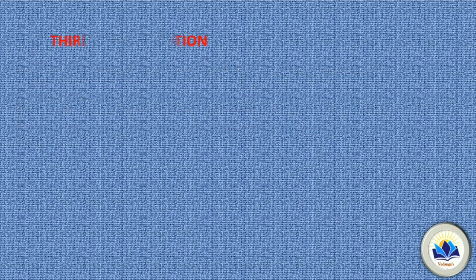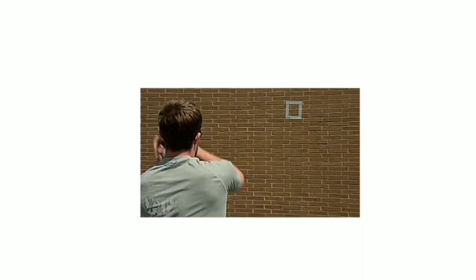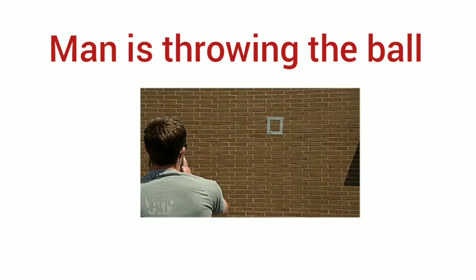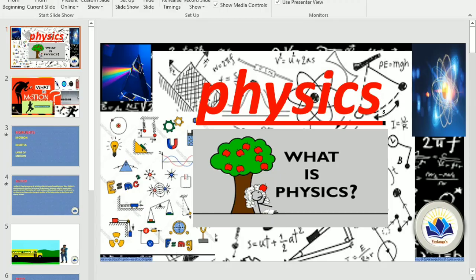So now the third law of motion. In this, when one body exerts a force on a second body, the second body simultaneously exerts a force equal in magnitude and opposite in direction on the first body. For example, here you can see that the man is throwing the ball with some force on the wall, and then the wall also sends the ball back with the same force. So these are the 3 laws of Newton.